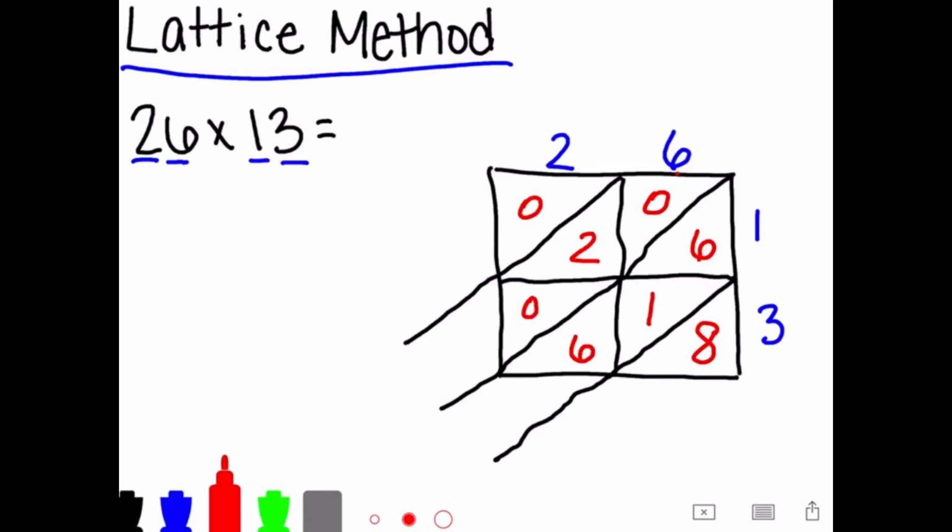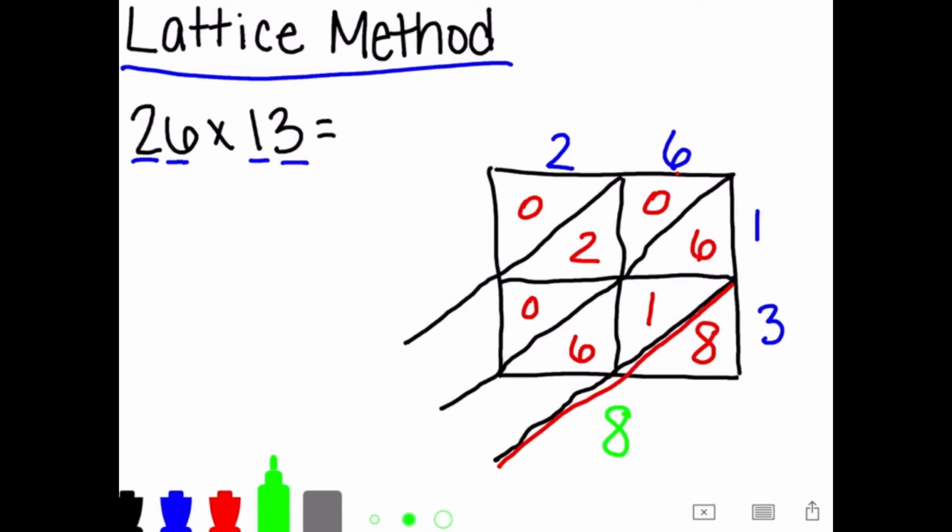Now the last step that we have to do is add everything based on these lines that we drew, these lines that we drew all the way down through the boxes. So I'm going to start with everything to the right of that box. There's only one number that's off to the right of that line, and it is 8. So I'm going to take the number 8 and write it on the outside in that open space to the right of the line.